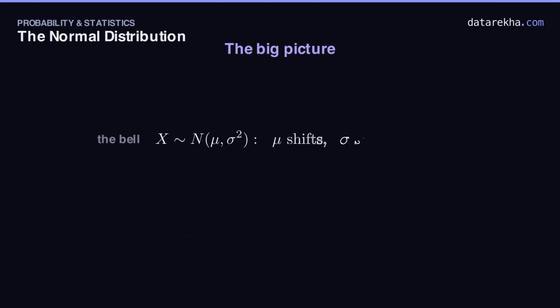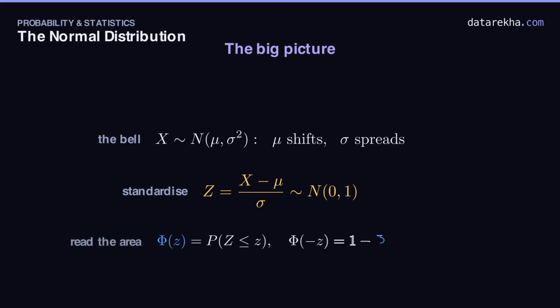Let's lock it all in. The normal is a bell fixed by two numbers. Mu shifts it left or right. Sigma makes it wide or narrow. To find any probability, standardize: subtract mu, divide by sigma, and every bell becomes the one standard normal, z. Then read the area with phi, remembering the area is on the left, using symmetry for negatives and the complement for tails. Identify mu and sigma, standardize, look up phi, and check the answer sits between 0 and 1. Do that, and no normal problem can surprise you.